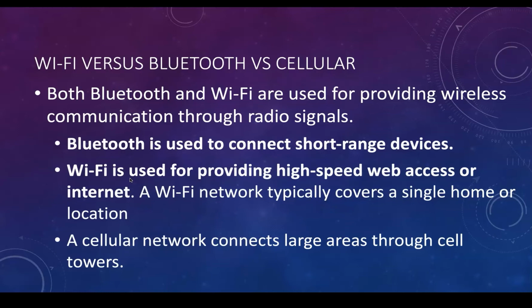A cellular network connects all the different phones through cell towers, and that's what allows you to make phone calls. So you don't need Wi-Fi or Bluetooth to make a phone call on your phone. You don't need Bluetooth or Wi-Fi to use your maps on your phone, because it will default to your cellular network. So it's just important to know the difference between the three, because some devices rely on Bluetooth, some rely completely on the Wi-Fi, and some are relying or will kick over to your cell network.